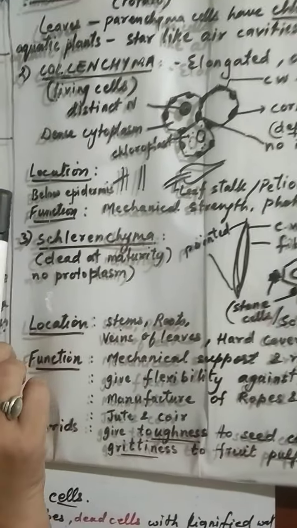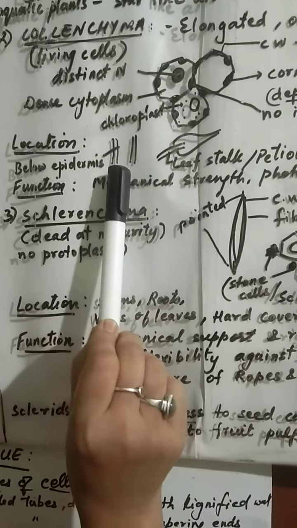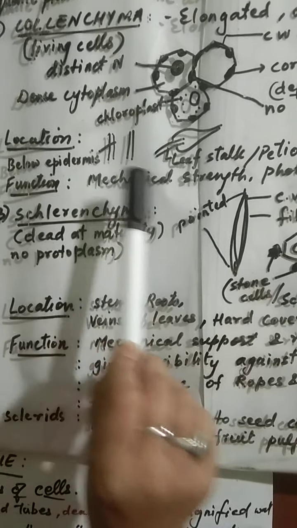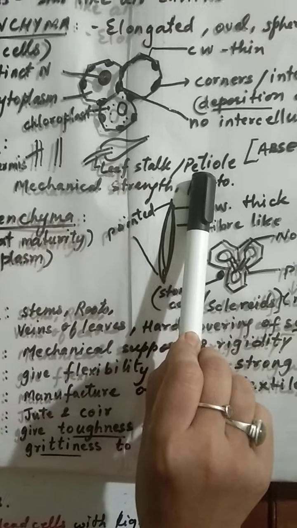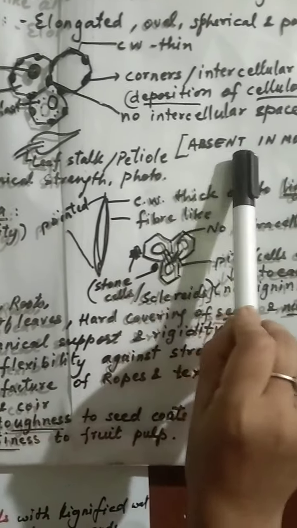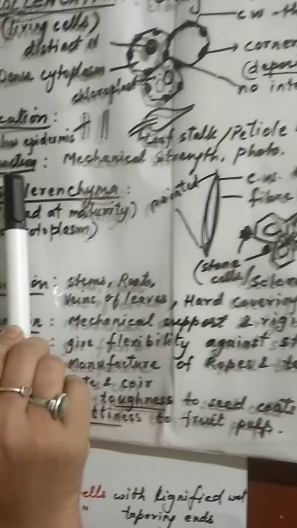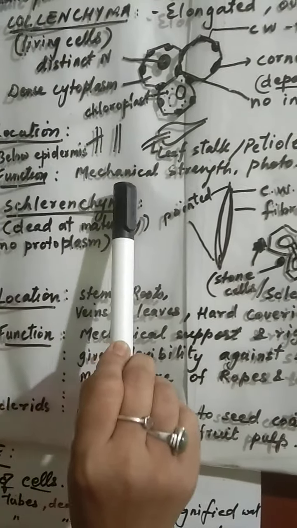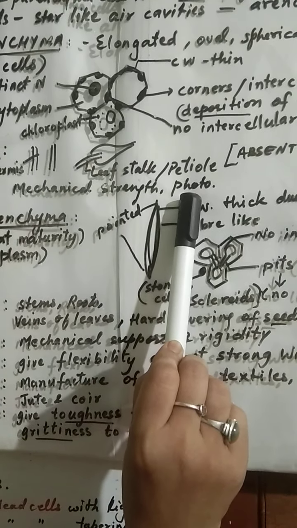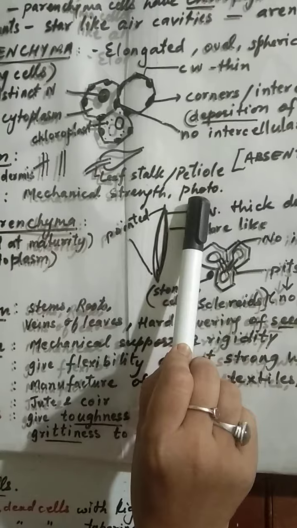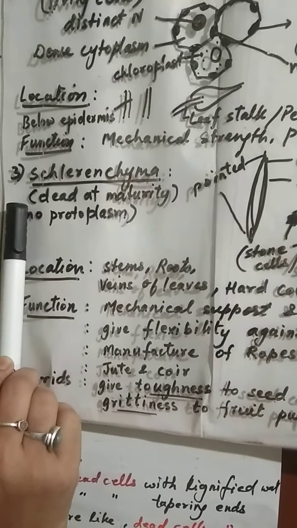Now where are these collenchyma located? They are located just below the epidermis, as you can see. They are also located at the leaf stalk or petiole. This collenchyma is absent in monocot plants. The function of this collenchyma is they give mechanical strength, as well as they also help in photosynthesis and prepare the food. The third type of simple tissue is sclerenchyma.